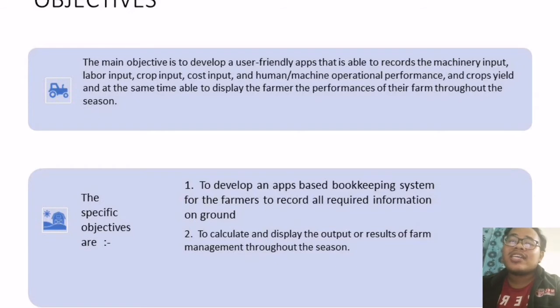Next, for the objective, the main objective is to develop a user-friendly app that is able to record all the inputs, and at the same time able to display the performance of their farm throughout the season. For the specific objectives, we have two: to develop an app-based bookkeeping system for the farmers to record all required information on the ground, and to calculate and display the output or result of farm management throughout the season.